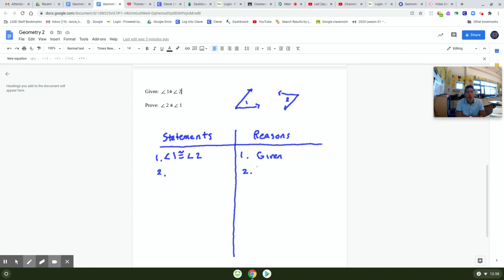So just think about what it means if angles are congruent. If angles are congruent, then the measures have to be equal. So if angle 1 is congruent to angle 2, then the measure of angle 1 has to equal the measure of angle 2. Oops, that should be angle.